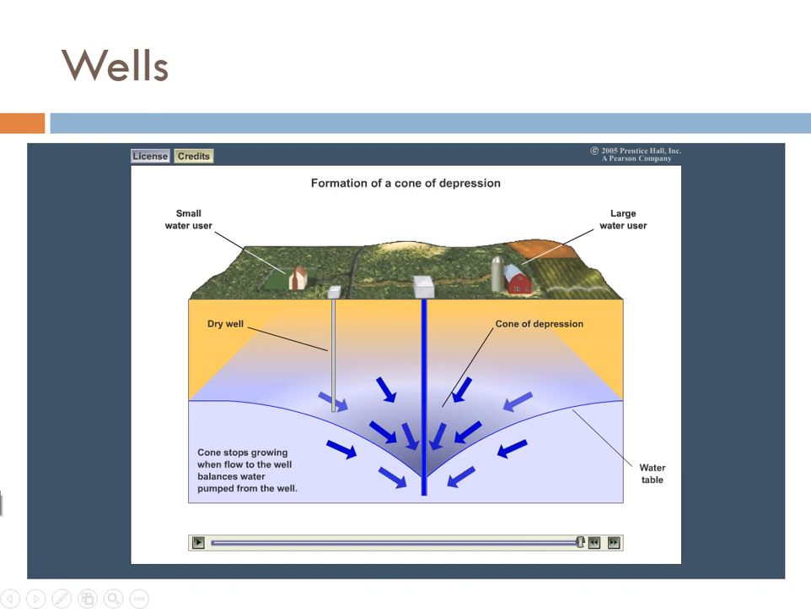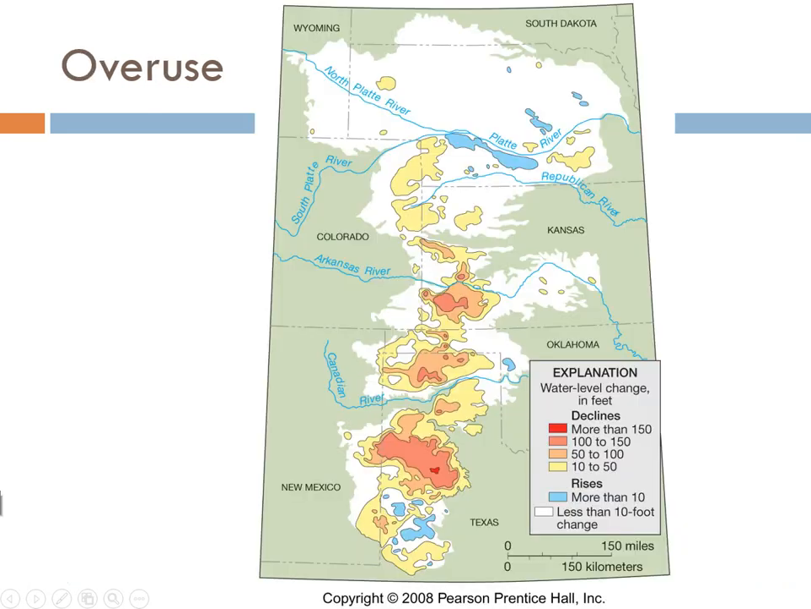So what are the implications of overuse of groundwater? Well, let's go back and look at the Ogallala Aquifer again. And you can see this is a map of water level change. So this is how the water table has changed over time. There are regions without much of a change, those big white regions. But in the regions, particularly throughout the panhandle of Texas, the water table has dropped over 150 feet, and that's pretty significant.